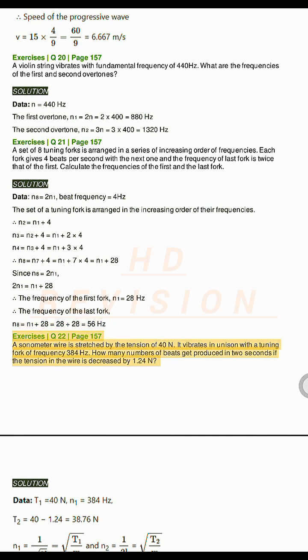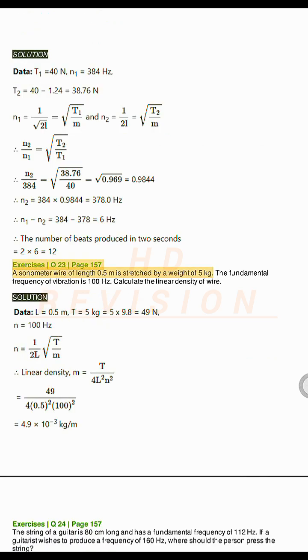Exercises Q22, page 157. A sonometer wire is stretched by the tension of 40 N. It vibrates in unison with a tuning fork of frequency 384 Hz. How many beats get produced in 2 seconds if the tension in the wire is decreased by 1.24 N? Solution.